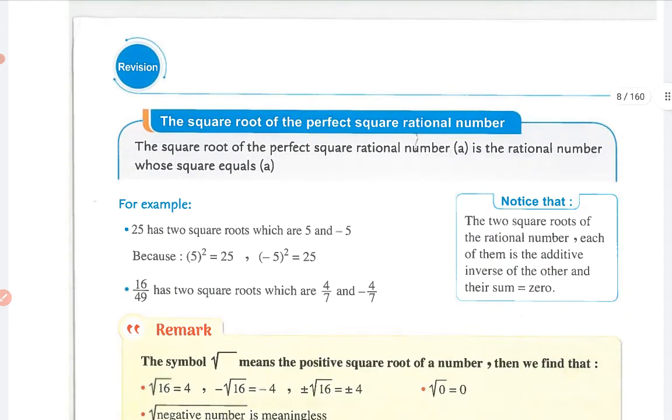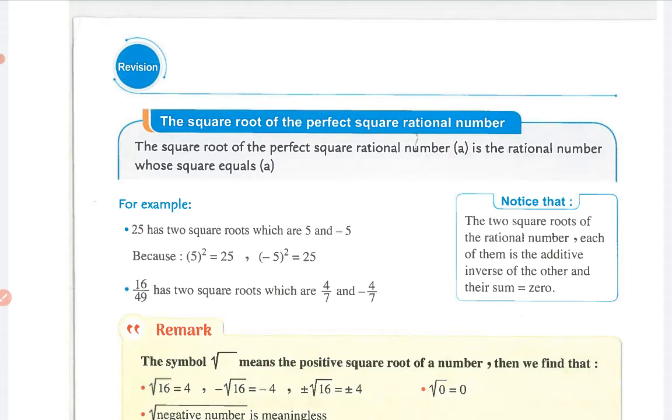Square root of the perfect square. The square root of the perfect square rational number a is the rational number whose square equals a. Example: 25 has 2 square roots.